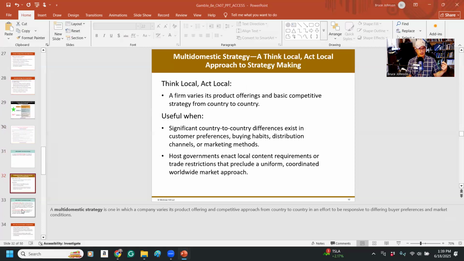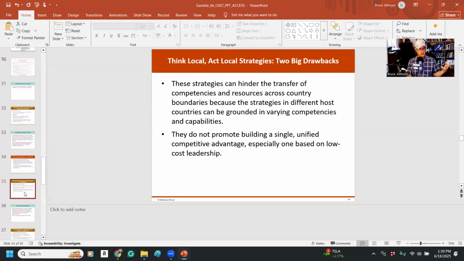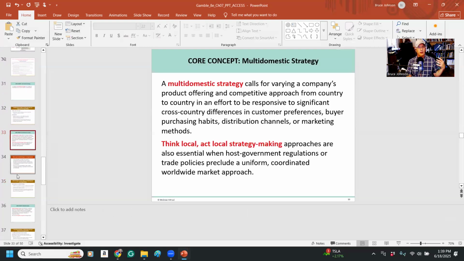From there, we just dive in a little bit deeper into each one of those three strategies. That's all we're doing.